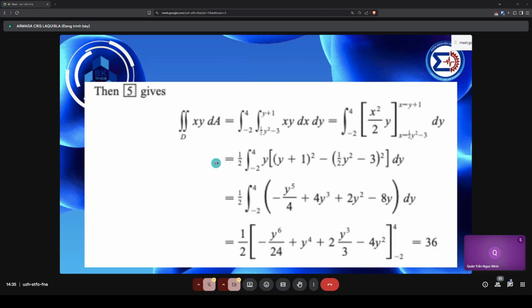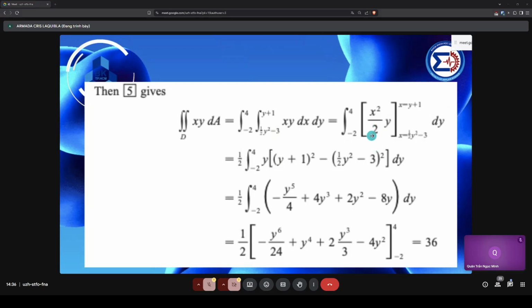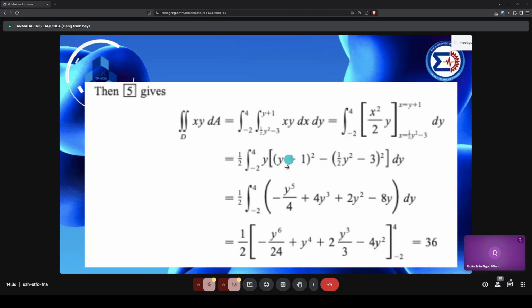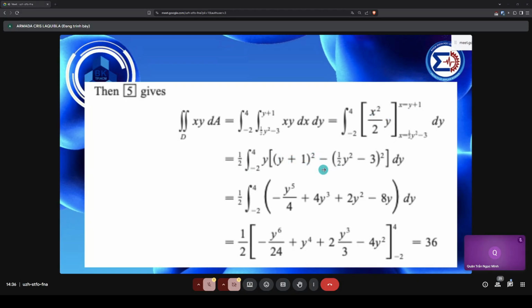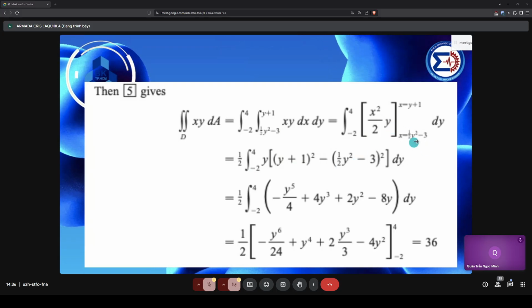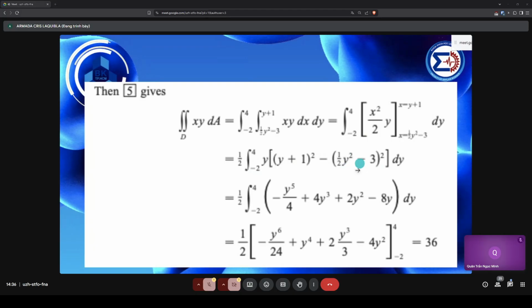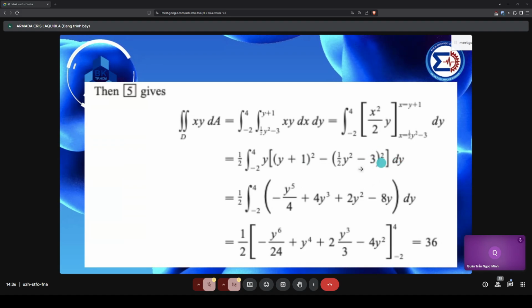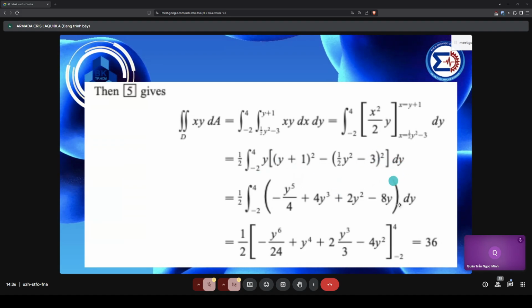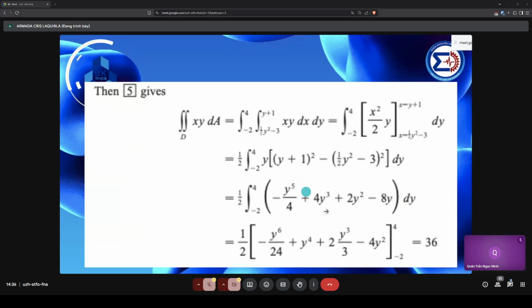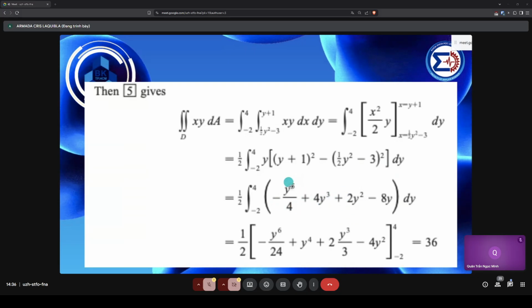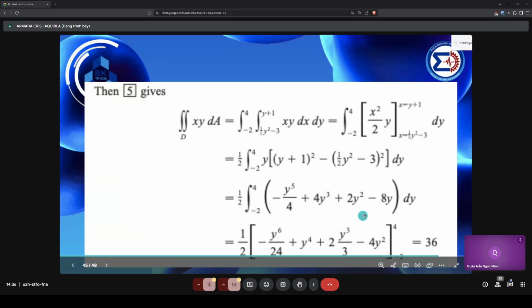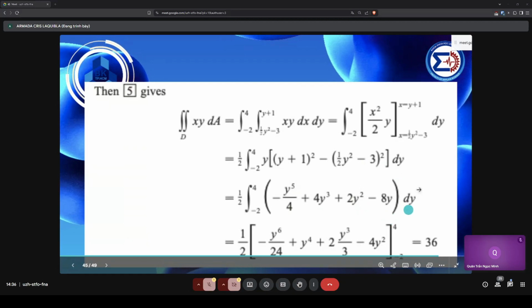And we also write the 1 half outside, which is here. This is over 2, right? 1 half is now here. So substitute here in your x, we have there (y plus 1) squared minus, we substitute the lower part here, so that's (1 half y squared minus 3) squared. Now solve the squared here, then solve the squared here, then multiply them with y. Then after that, arranging them, you will get this. You have there negative y to the fifth over 4 plus 4y cubed plus 2y squared minus 8y dy.